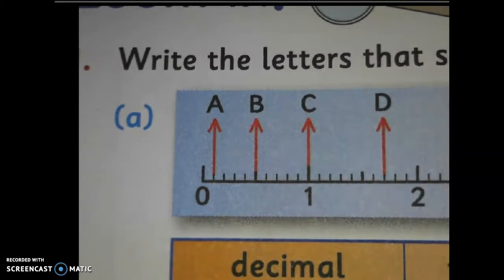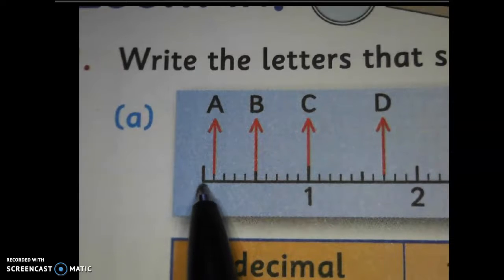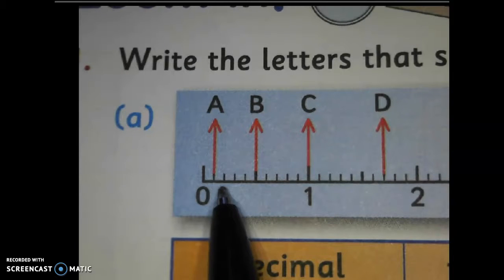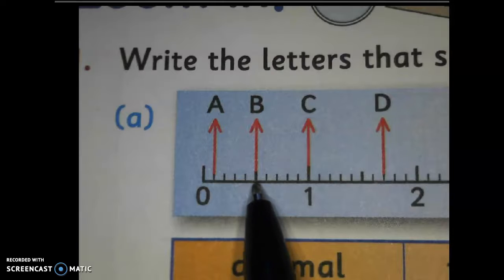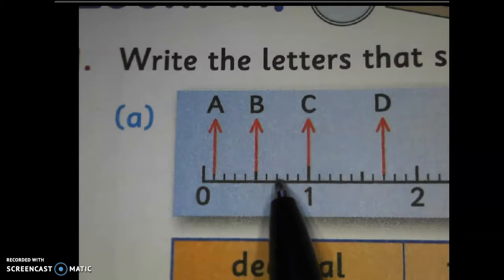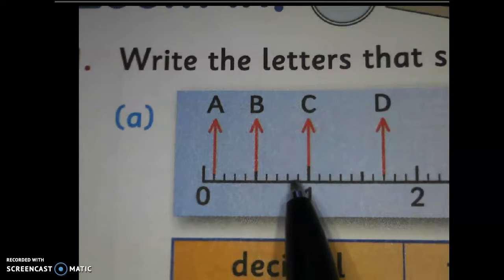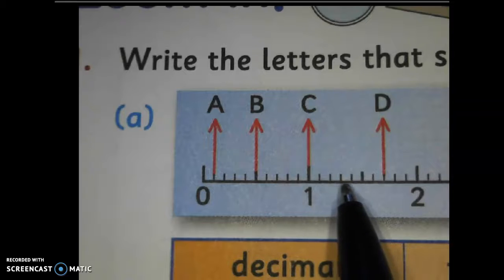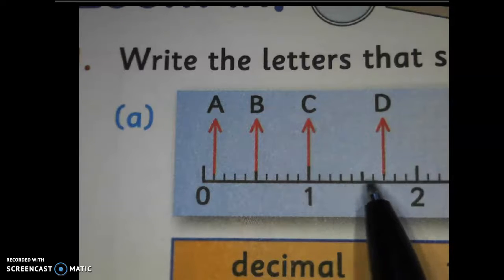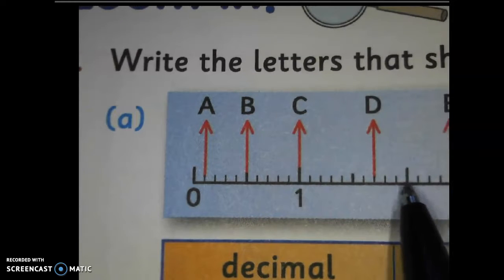So we can see here 0, 0.1, 0.2, 0.3, 0.4, 0.5, 0.6, 0.7, 0.8, 0.9, 1. And the next will be 1.1, 1.2, 1.3, 1.4, and so on up to 1.9, 2.